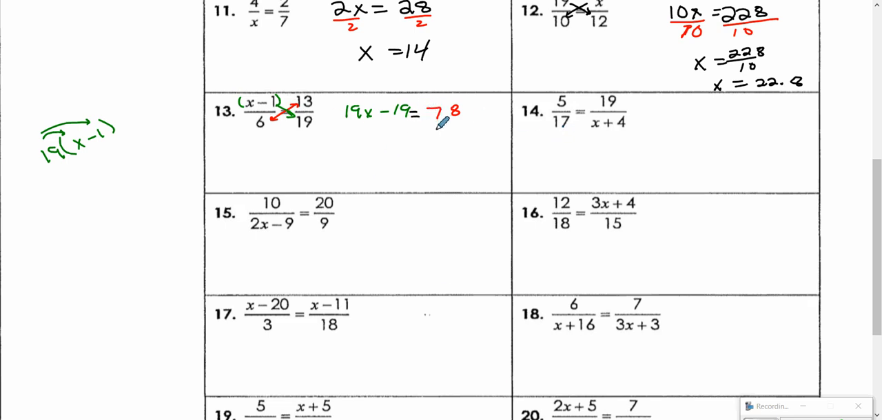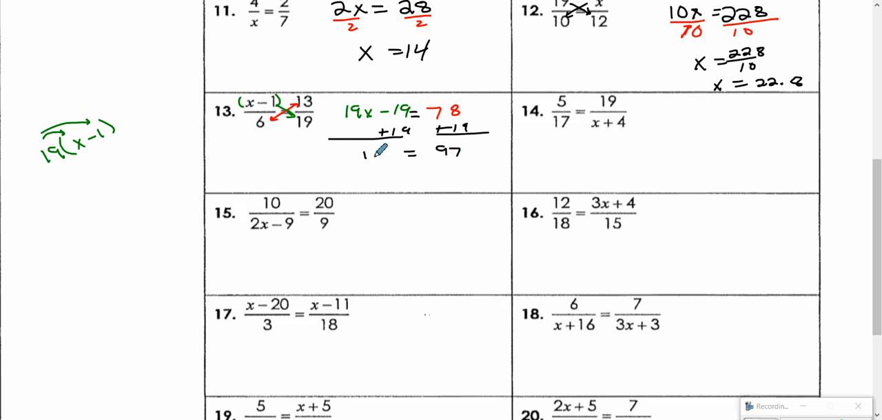Once you have this, notice I cross multiplied. That gives me a new equation. Once you have this, you just solve it like normal. So I'm going to add 19. If I add 19, 78 plus 19, just to make sure I'm using my calculator here, we get 97 on this side.